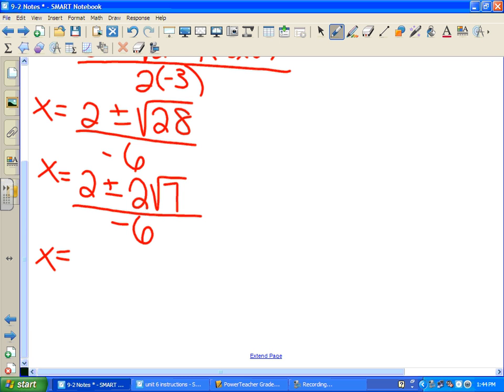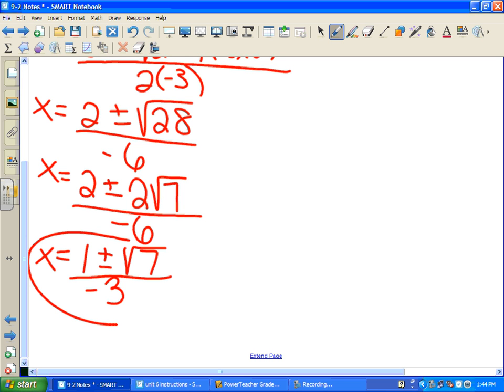Okay, when you get here, the only thing you can do, ignore the radical. What can you divide 2, 2, and negative 6 by? 2. So I have 1 plus or minus radical 7, over negative 3. Just dividing everything by 2. How did I get 1? I divided everything by 2. You can't go any further than that. The other one you got 2 answers. That's about as simple as you get.